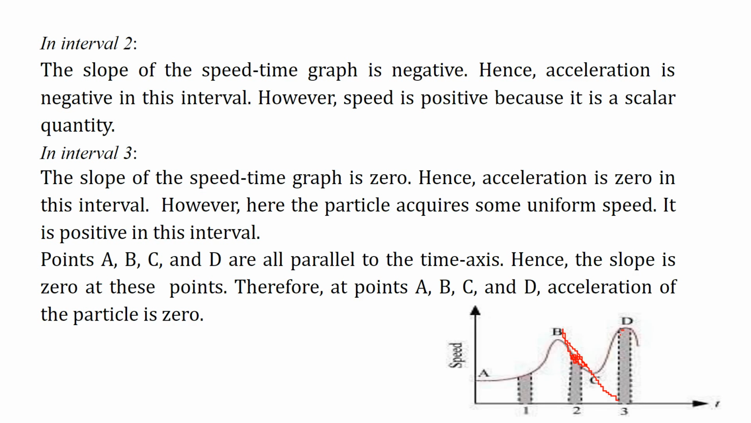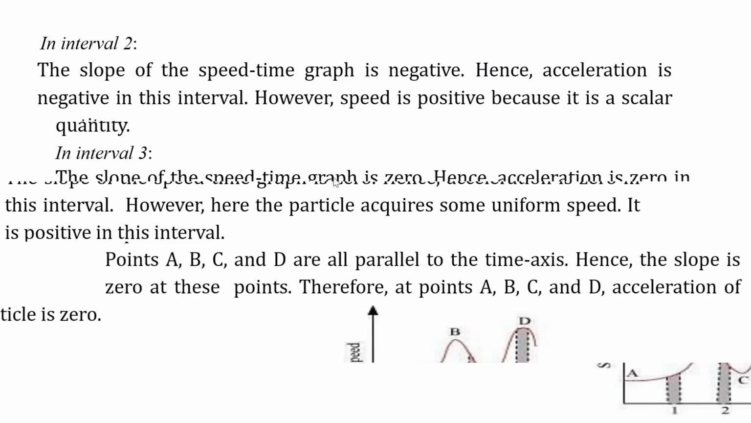When you come to this one, the slope is 0. So acceleration is 0 in this interval, but the particle is moving with some uniform speed, so the speed is positive. At A, B, C and D, all these points have a line parallel to the time axis. The slope is 0 at these points. So at A, B, C, D, the acceleration of the particle is 0.